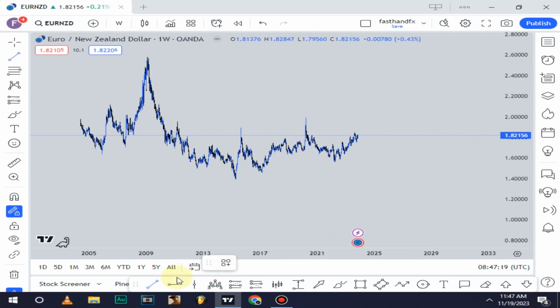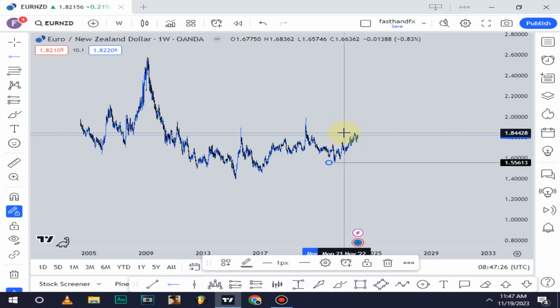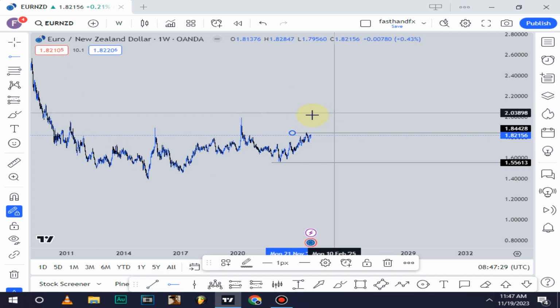We have to identify market structure. So this was the last support right there. Then we had this all right there, support or resistance. So what's the market doing?